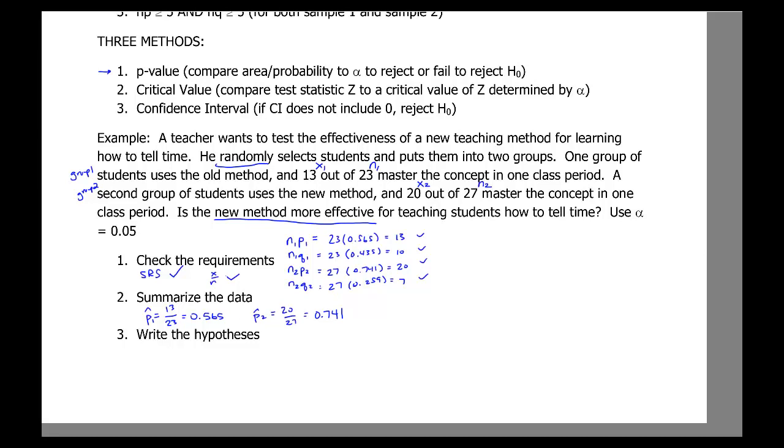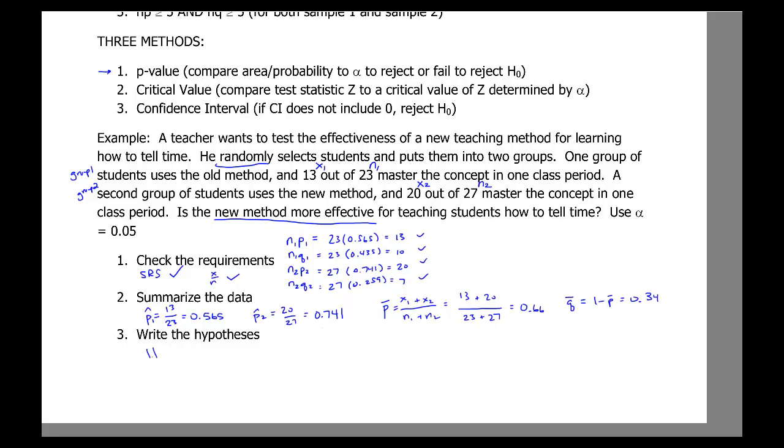So summarizing data, we have P1, X1, N1 here, P2, X2, N2. The only other thing we might want to do is do a pooled proportion. So we can take 13 plus 20 divided by 23 plus 27, and that should give you 0.66. And then the pooled Q is 1 minus that, which would be 0.34. So we should have all the numbers we need now to do the problem.